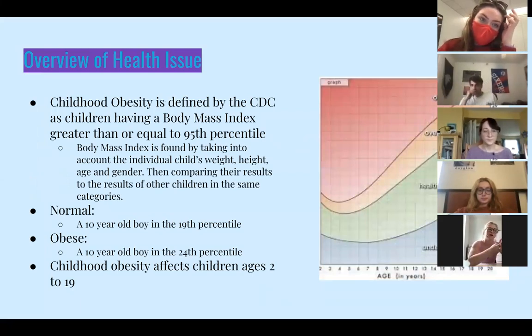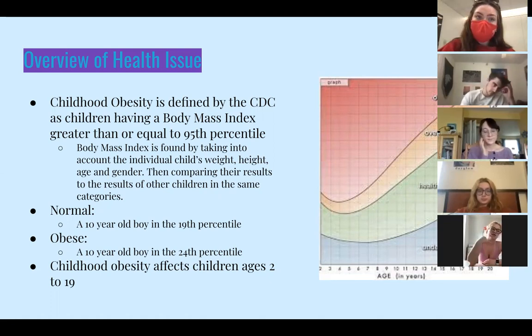The CDC defines childhood obesity as a child having a body mass index greater than or equal to the 95th percentile. And that body mass index is found by taking into account an individual child's weight, height, age, and gender, and then comparing those results to the results of other children in the same categories. Childhood obesity affects children ages 2 to 19. A normal BMI for a 10-year-old boy, for example, should be in the 19th percentile, and an obese 10-year-old boy would be in the 24th percentile.